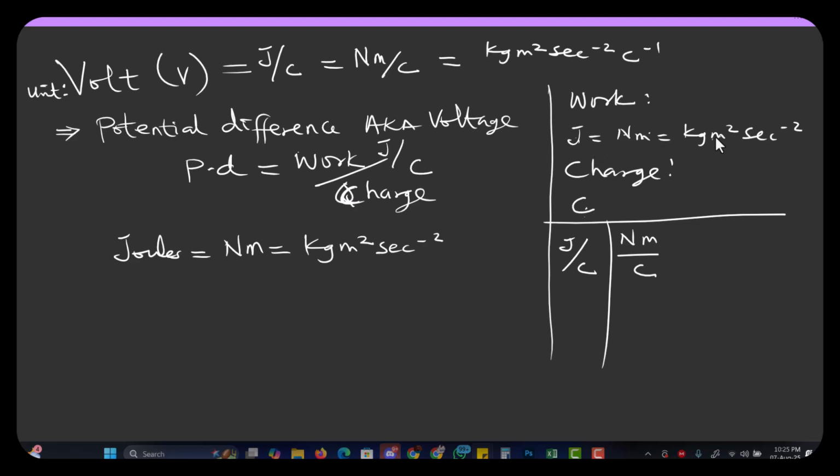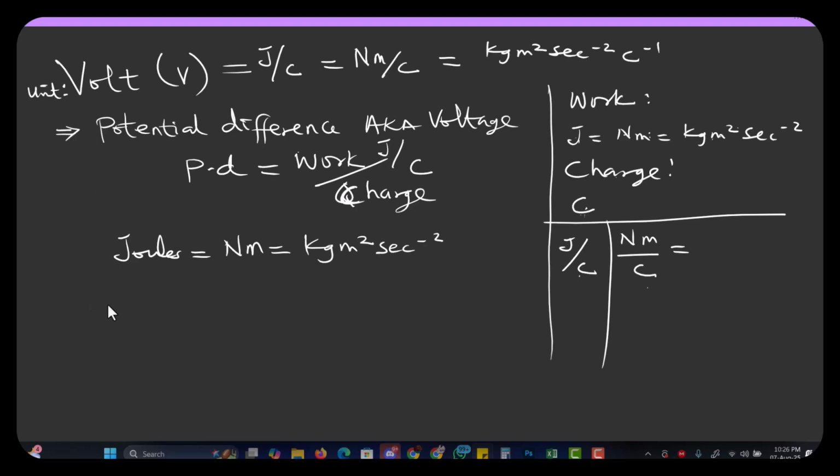That is one, two, three, and charge only have one. So I did the first one as joule per coulomb. The second one is Newton meter per coulomb. Then the third one is going to be kilogram meter squared per second squared per coulomb, but let me explain this one properly here.